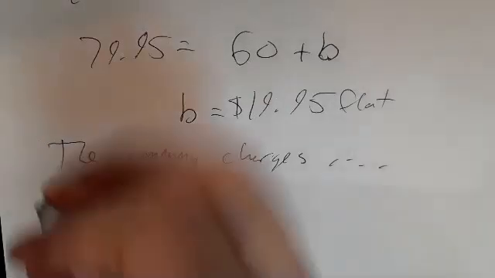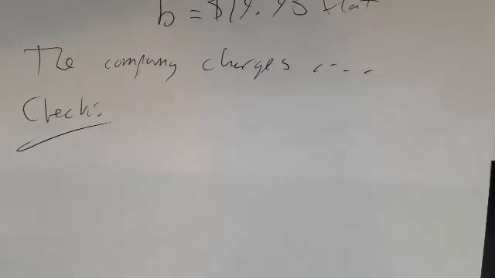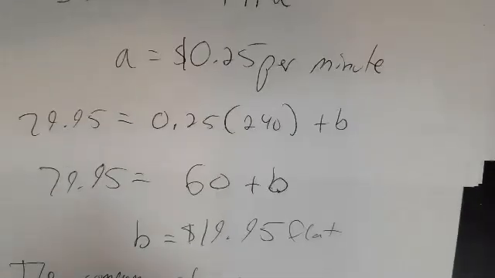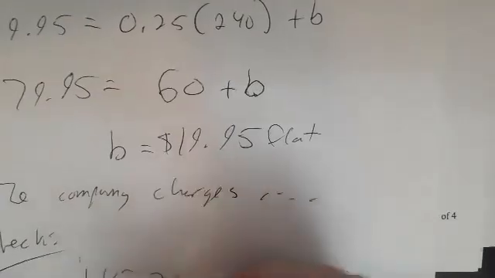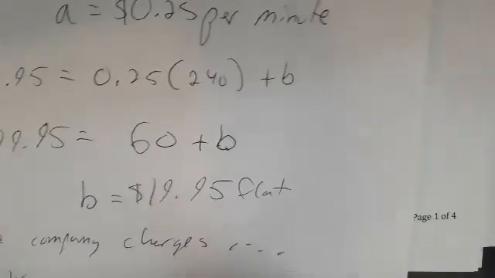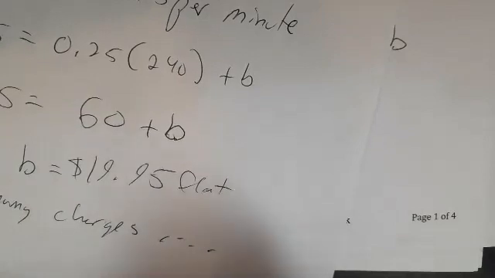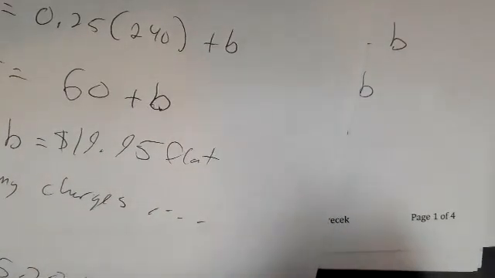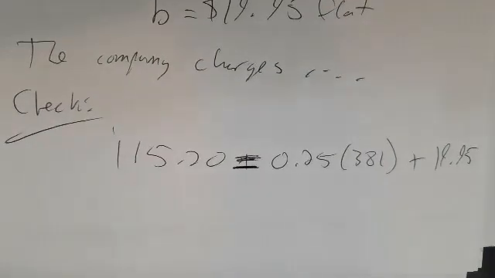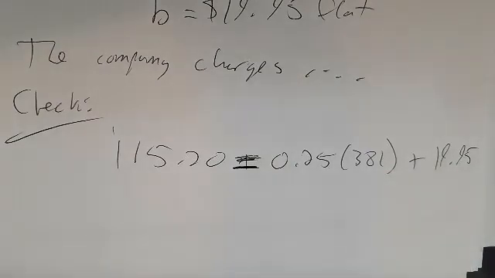If we want to check this thing, do a little check. So we use the 79.95 one to find our B. So let's look at this other equation. We'll bring it down a little bit. That other equation right there, 115.20. Does it check out? 115.20 is equal to A, 0.25 times 381 plus B, which we found out to be 19.95. So if we want to check it, we can plug A and we can plug B into that other equation, and we can check and see if that thing solves. It should absolutely solve.